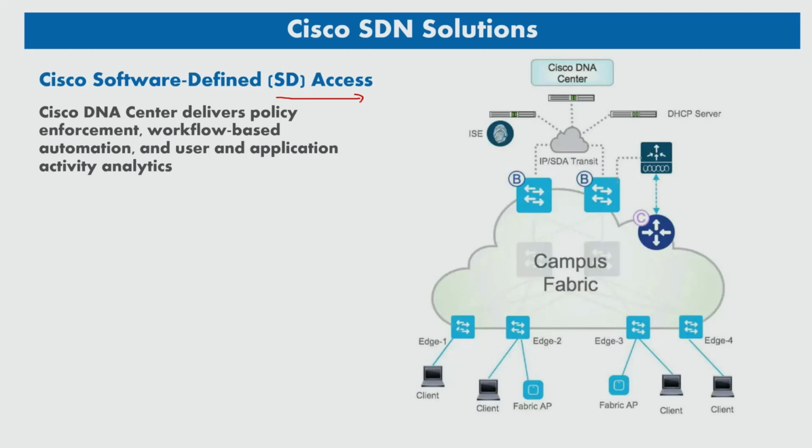Now, it extends to the Cisco ACI data center as well and allows you to automate user policy access and create a single network fabric spanning wired, wireless, and IoT environments. Cisco DNA Center delivers policy enforcement and workflow-based automation and user and application activity analytics. And furthermore, the Cisco DNA Center controller offers northbound REST-based APIs to enable third-party or internal development of network-relevant services.